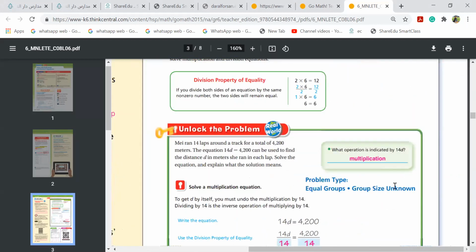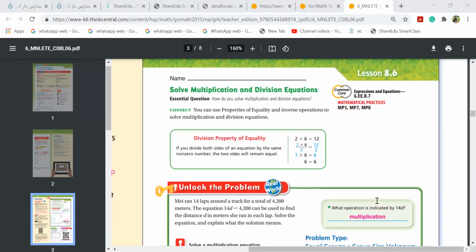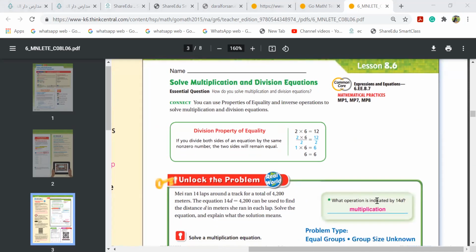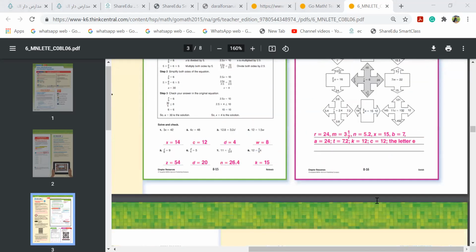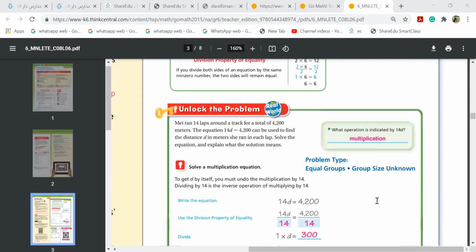What can you see on the screen? Is it your math book? Yeah. Solve multiplication and division equations, lesson 8.6. Please turn to page number 451. Write today's date there.